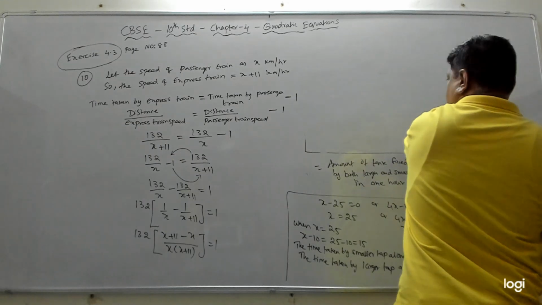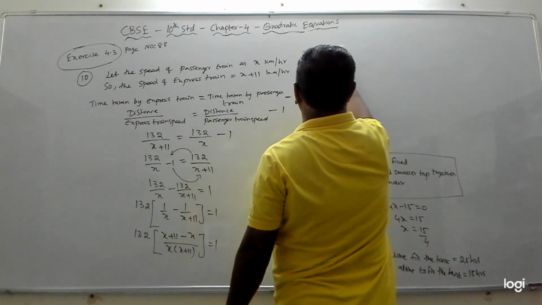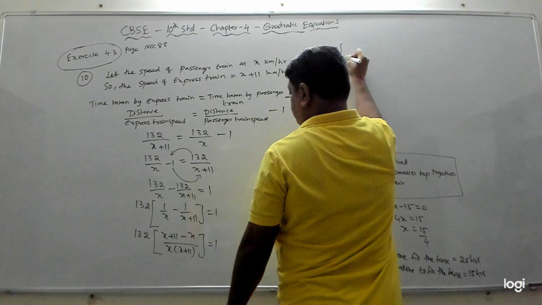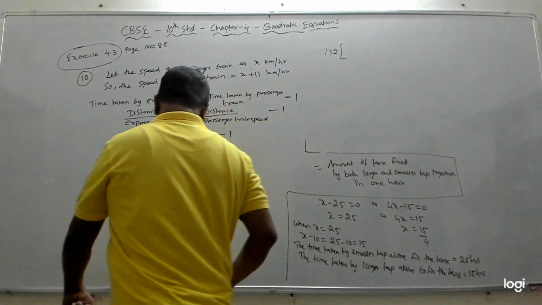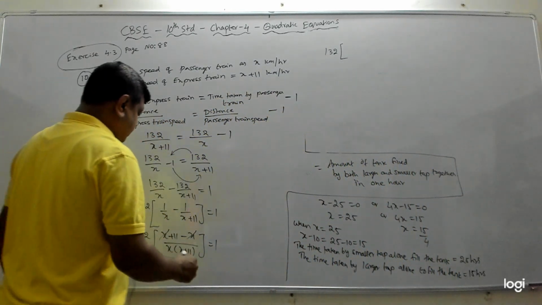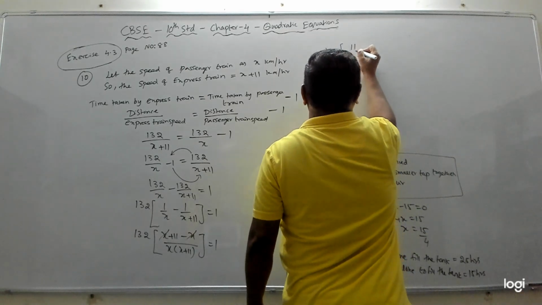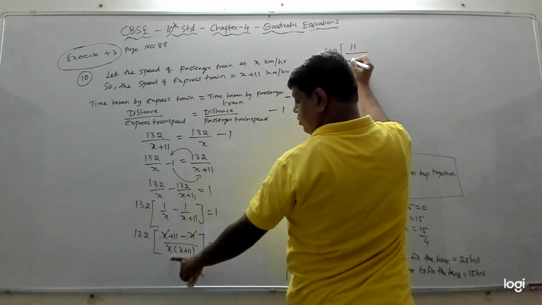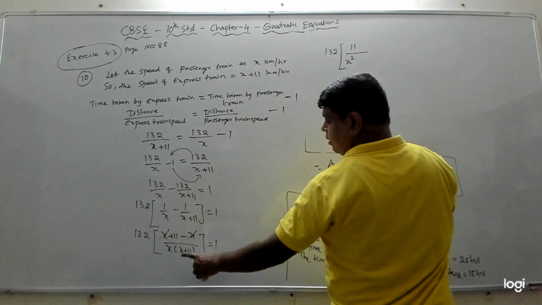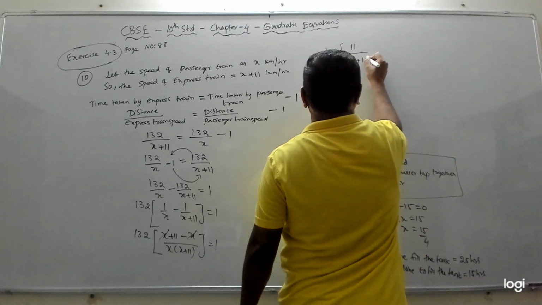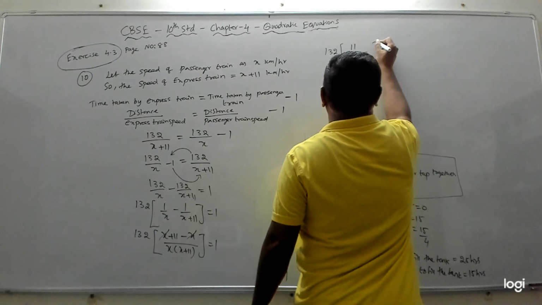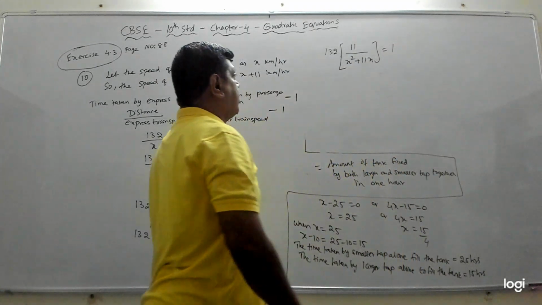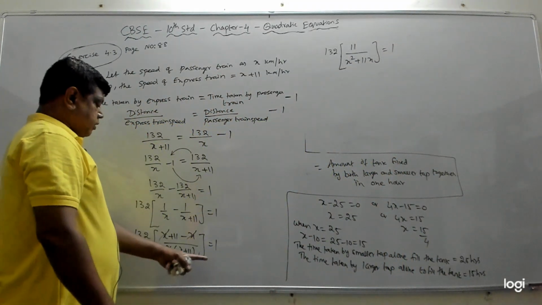Now what we'll do is we'll try to do this. This is 132 into x minus x, they'll get cancelled. You'll get 11 by x into x is x square, x into 11 is 11x, equal to 1.